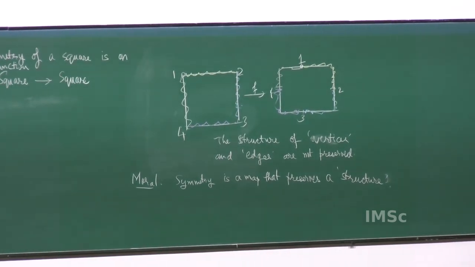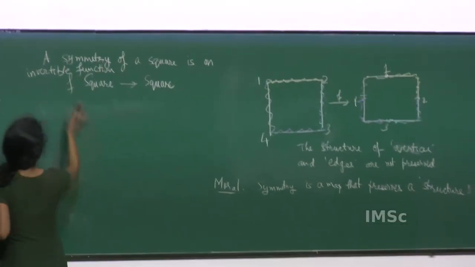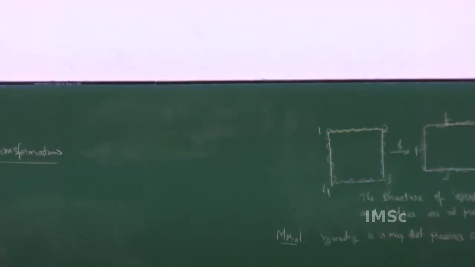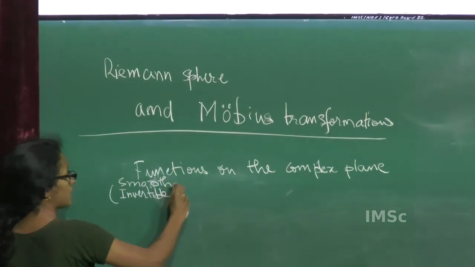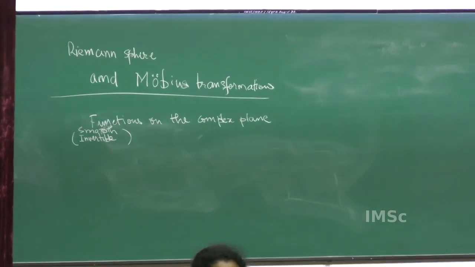Okay. So now we consider functions on the complex plane. All the functions we are going to consider have inverses, so they are invertible. They are smooth, and their inverses are smooth, so they are particularly nice functions. If you've studied some geometry, you would call them diffeomorphisms.